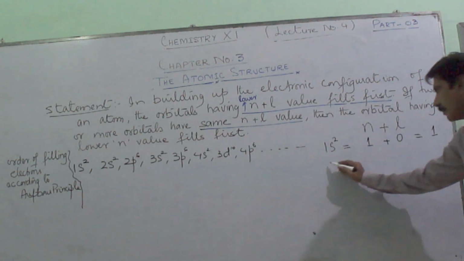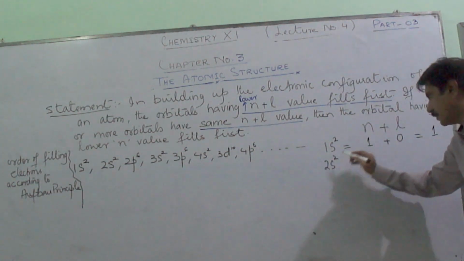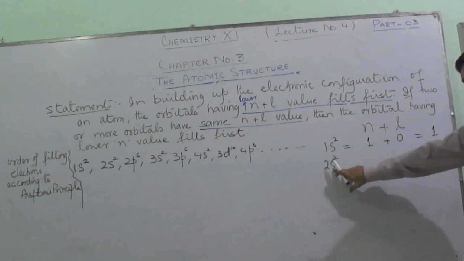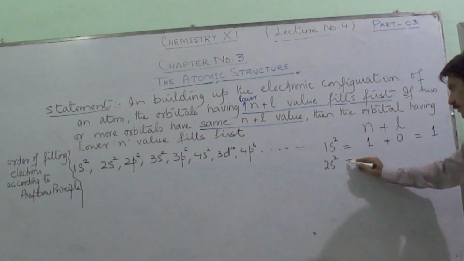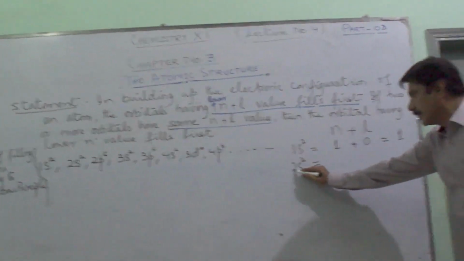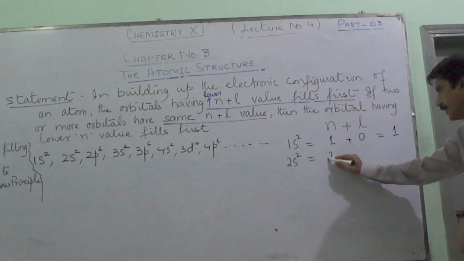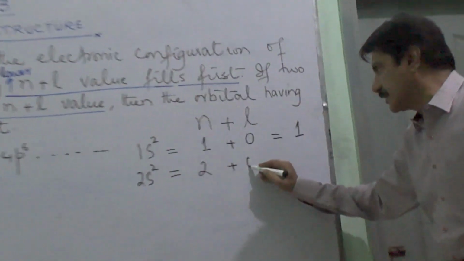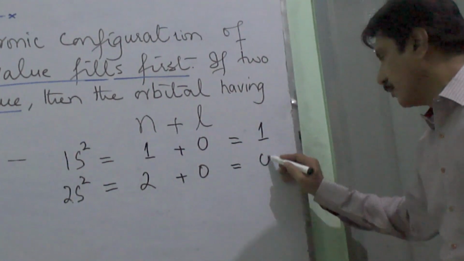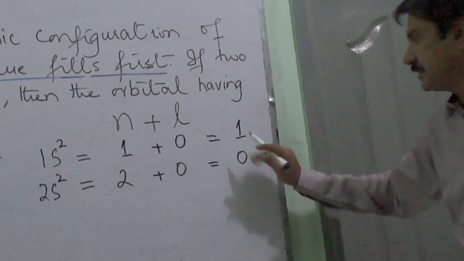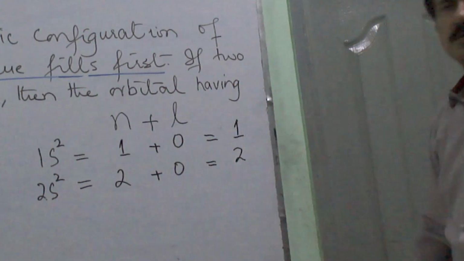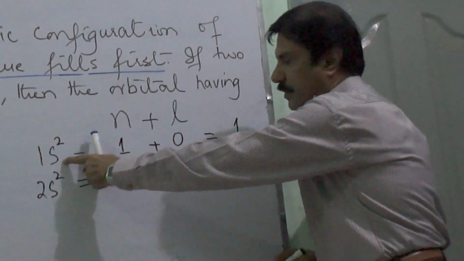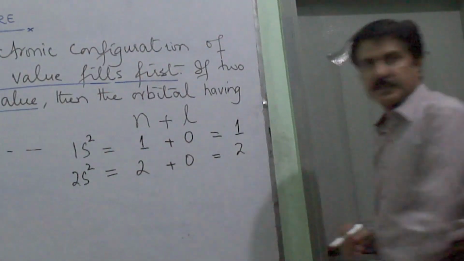Then after that, two electrons were added to the 2s orbital. Why do we fill two electrons to the 2s orbital? Because for the 2s orbital the principal quantum number value is 2, while the azimuthal quantum number value is again 0. So 2 plus 0 makes the sum of n plus l value as 2 now. So after the 1s orbital, the 2s orbital was filled with 2 electrons.